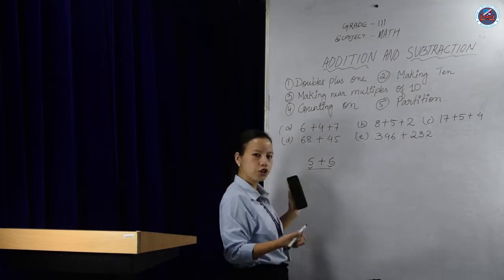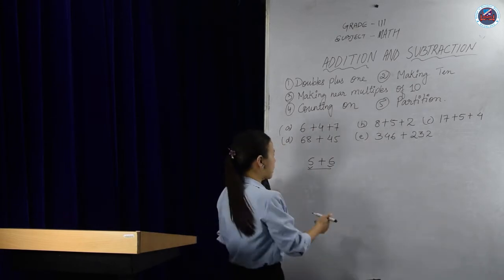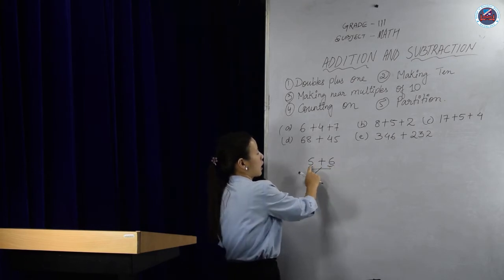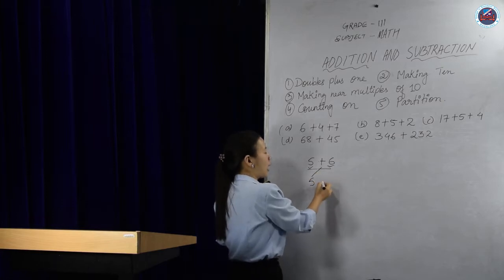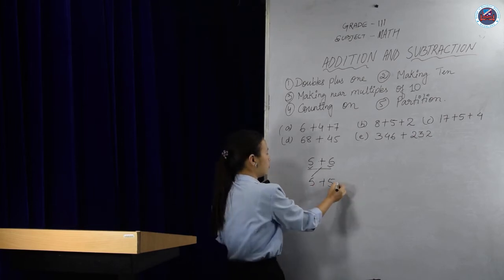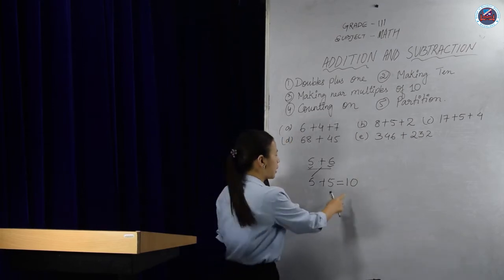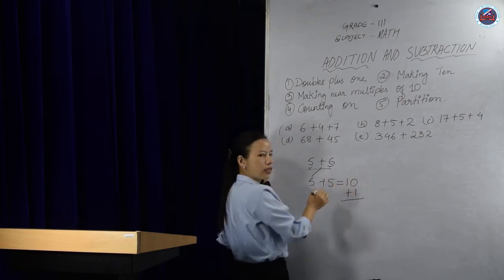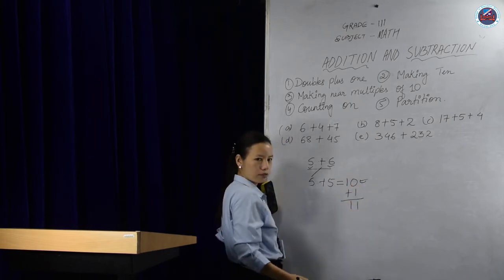So here, the double plus 1 rule says that we take the smaller number, that is 5, and we will double it. Double it, that is, add it to the same number. You get 5 plus 5, that is, double of 5 is 10. And then it says, add 1 more to the sum. So our sum is 10, add 1 more to the sum, we get 11.